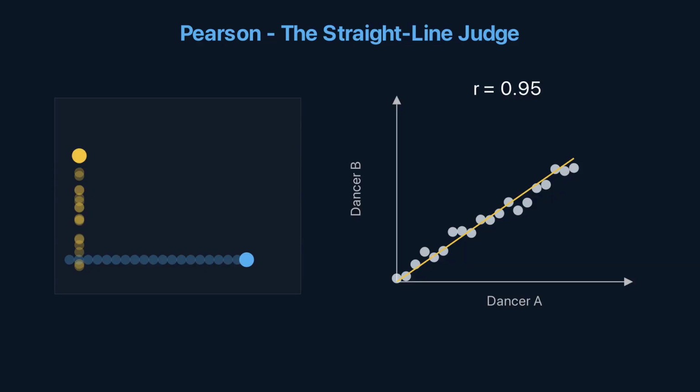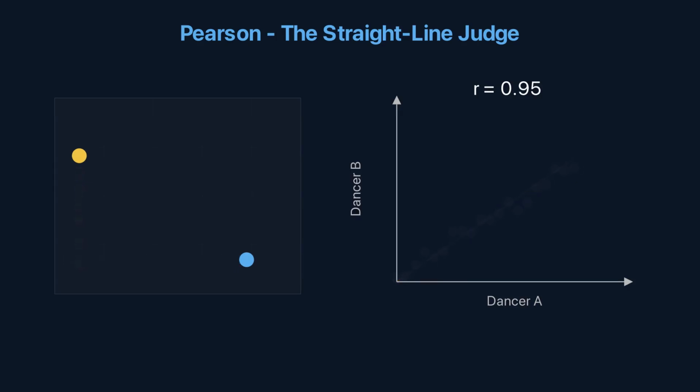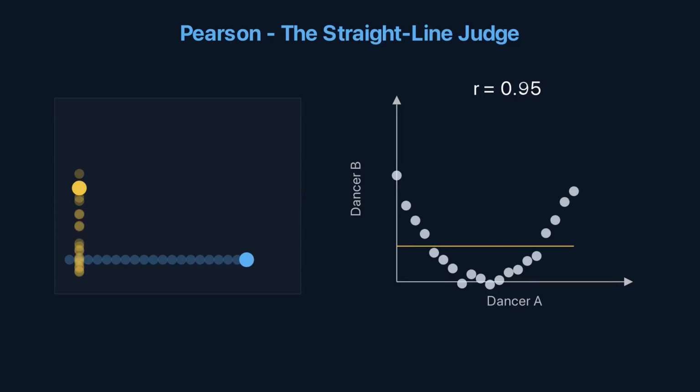Now the dancers shift to a curved waltz, moving together along an arc. They're clearly coordinated, but Pearson's score drops to nearly 0. The straight line judge is blind to curves.